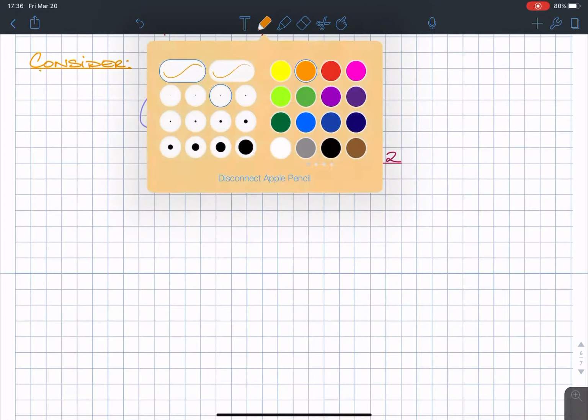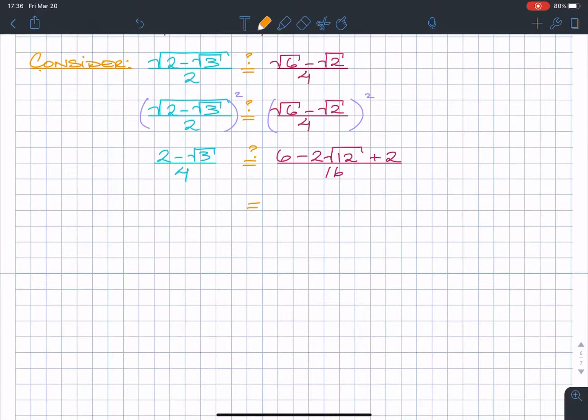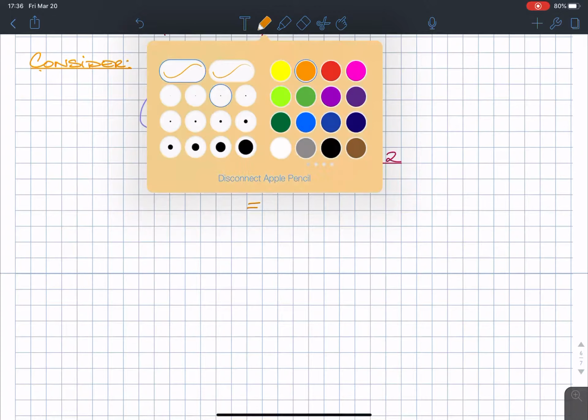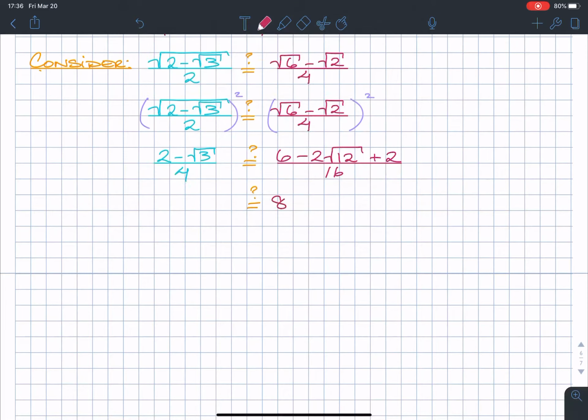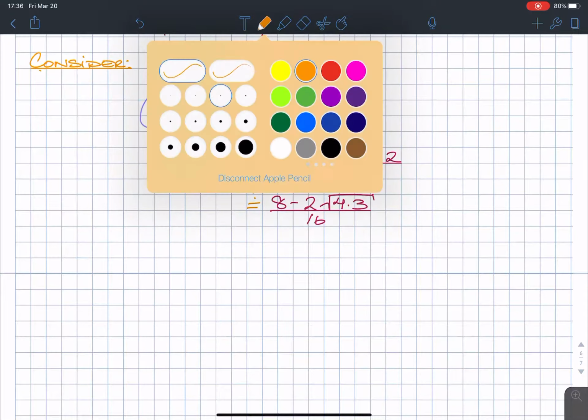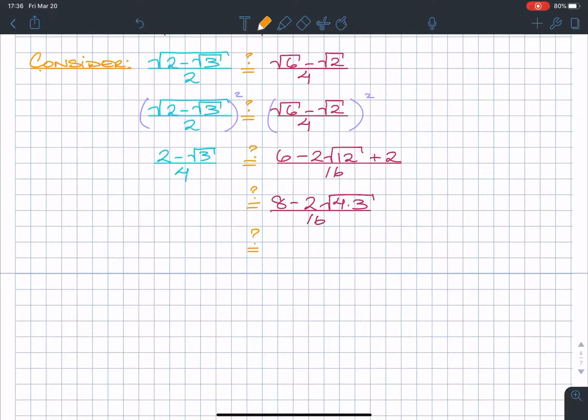Now I'm just going to continue down the right-hand side. So this becomes, is this equal to, question mark, 8 minus 2 times the square root of 4 times 3 all over 16. So is that equal to 8 minus, when I factor out the square root of 4, that becomes 2 times 2 is 4, square root of 3 all over 16.